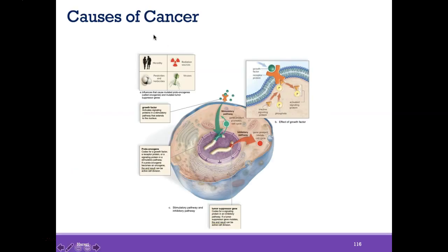So this is an overview of causes of cancer. We said that growth factors normally tell the cells to divide, but if they're mutated into an oncogene, then it's going to be uncontrolled cell division. Tumor suppressors normally inhibit the cell cycle, but if you mutate a tumor suppressor, then you're going to have nothing to tell the cell to stop dividing, and that can cause cancer.